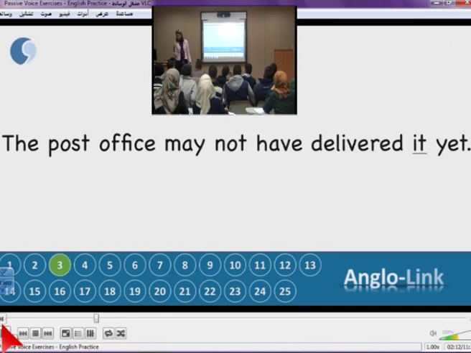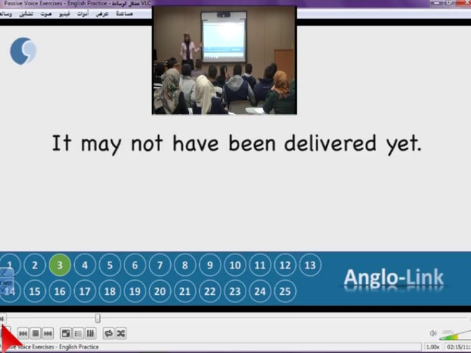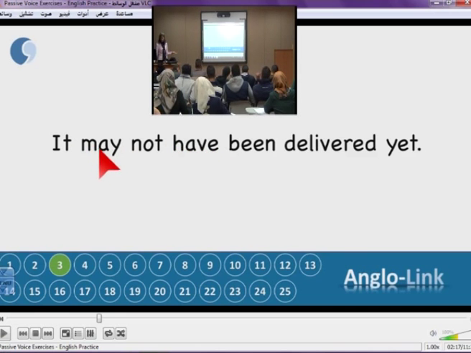It may not have been delivered yet. Yeah, because it's the object at the beginning. May not have. Always remember, with may, you remember will, can, must, may. All the modals, what comes after them? The infinitive. So you put "have" even though "it" is there, and this is a common mistake that one sometimes falls into. It's a common mistake. So it may not have, and remember always it's going to be "been" with the perfect. Been delivered yet. Next, Mahmoud.